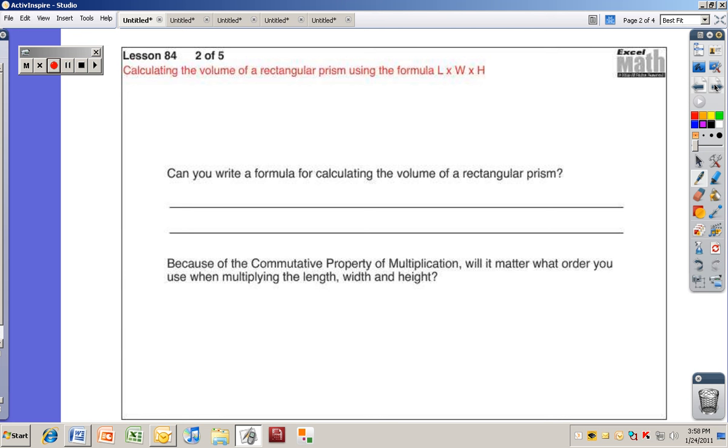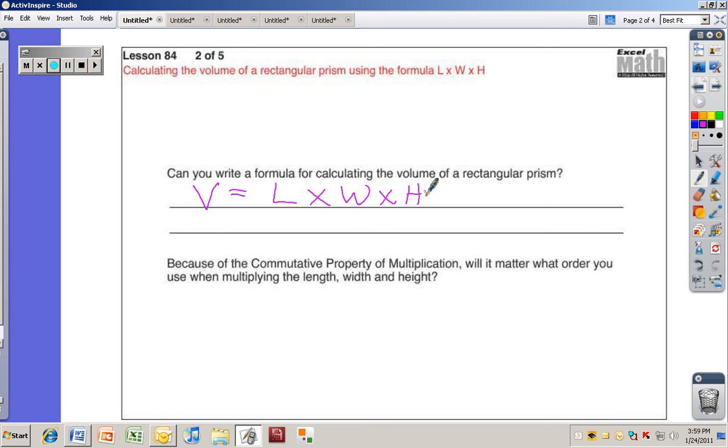All right, to find the volume, that would be V. What do we do? Volume equals L, multiplication. What am I going to multiply? The length times the width times the height. Okay, that gives you the volume.